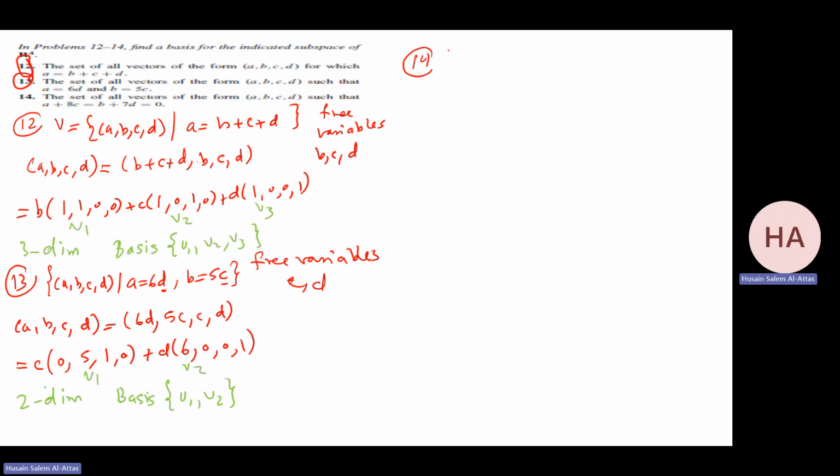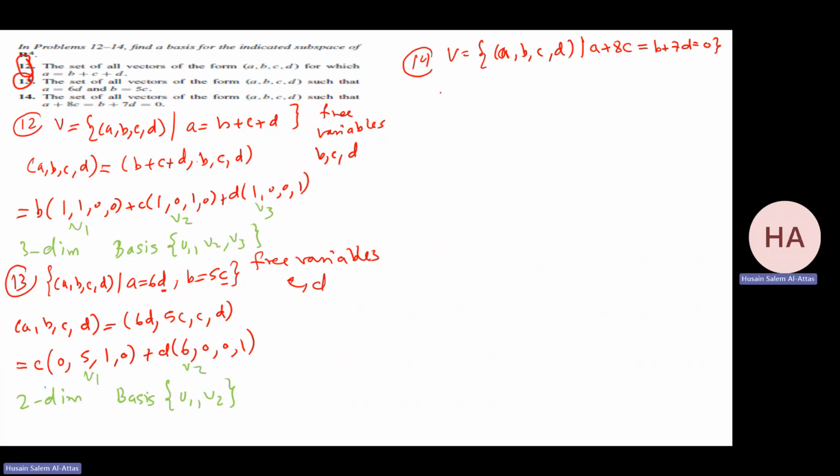What do I have? This is V, A, B, C, D, such that A plus 8C equals B plus 7D equals 0.